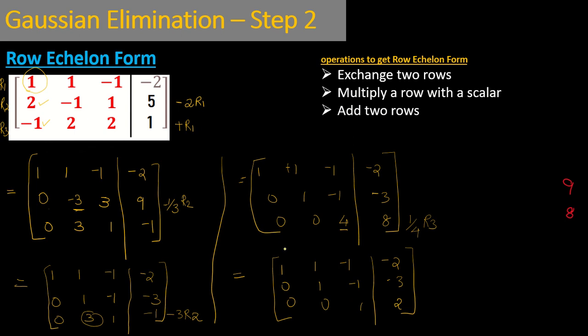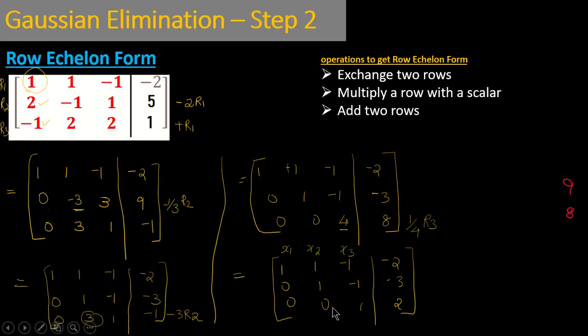where this first column corresponds to x1, this corresponds to x2, and this corresponds to x3. And we have to find out the solution. So this is the row echelon form of our augmented matrix. Now we have to find out the solution.